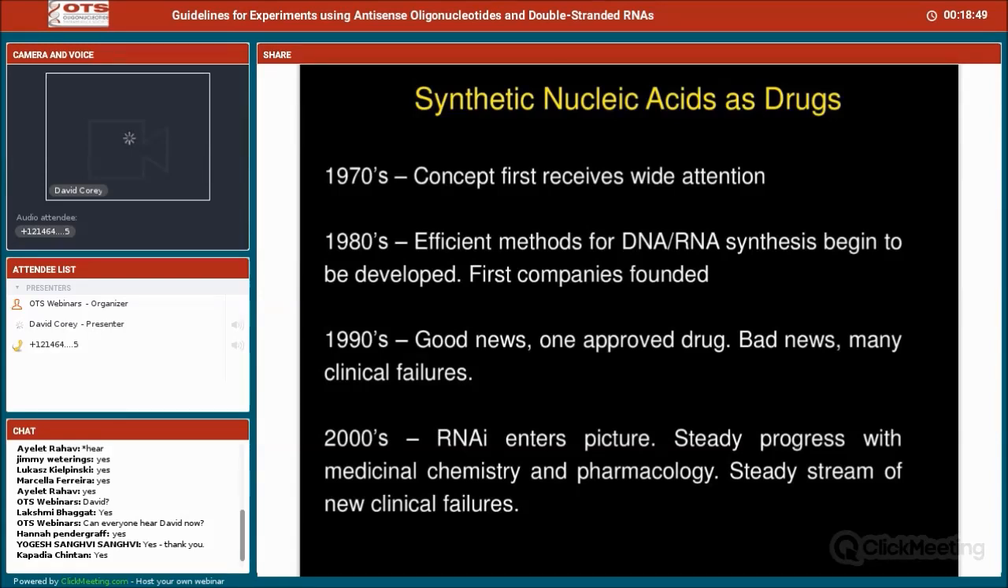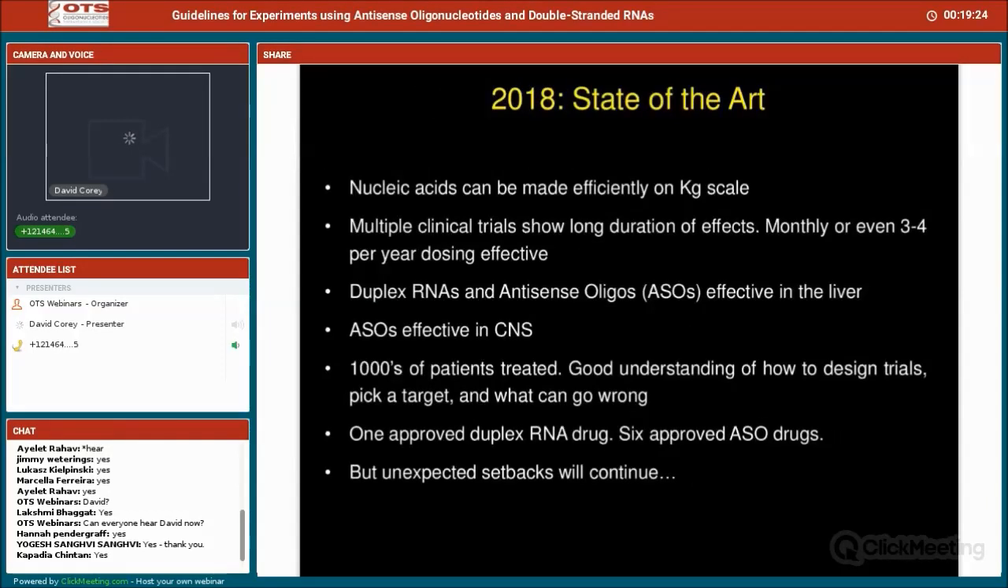Then, after 2000, RNA interference entered the picture as a therapeutic modality for developing nucleic acids. In the 2000s, there was also steady progress with medicinal chemistry and pharmacology, but there was also a steady stream of new clinical failures as workers in the field continued to overcome the daunting challenges that were posed, again, because they had to develop a new science of drug development around nucleic acids. So now, we're in 2018.